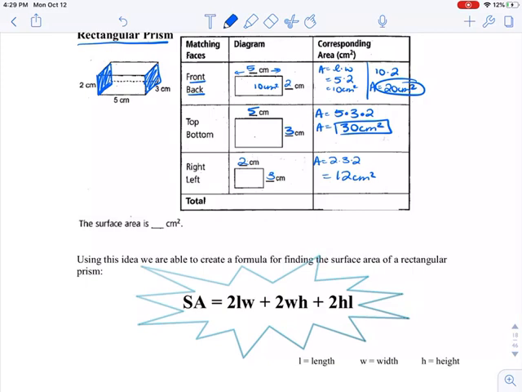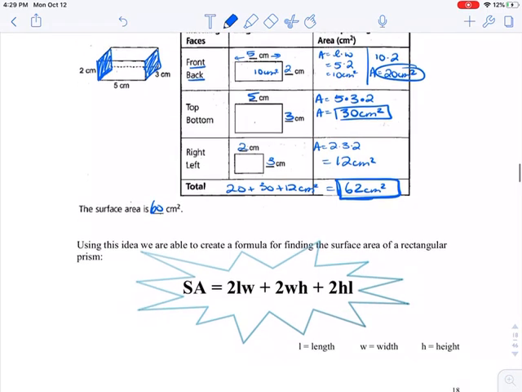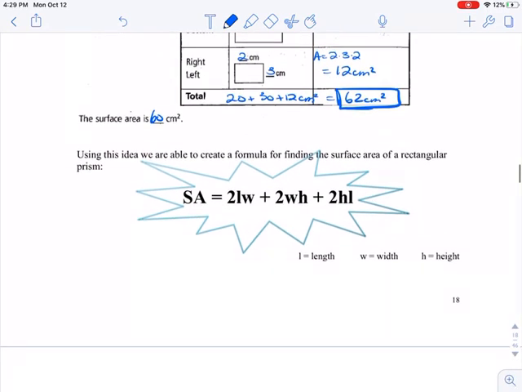So the total is going to be 20 plus 30 plus 12 centimeters squared. And if you add that all up, you're going to get 62 centimeters squared. So using this idea that the top and the bottom are the same, the front and back are the same, and the right side and left side are the same, we can get this formula here.